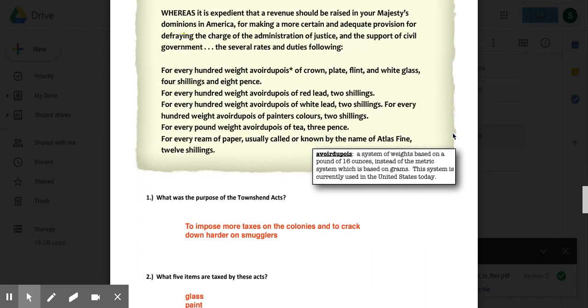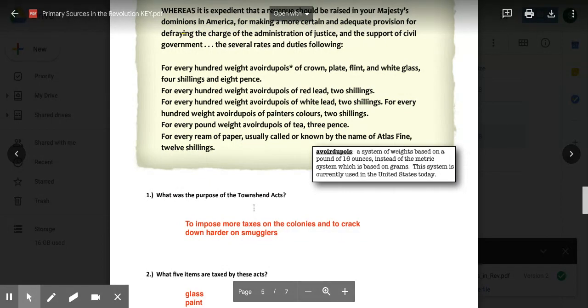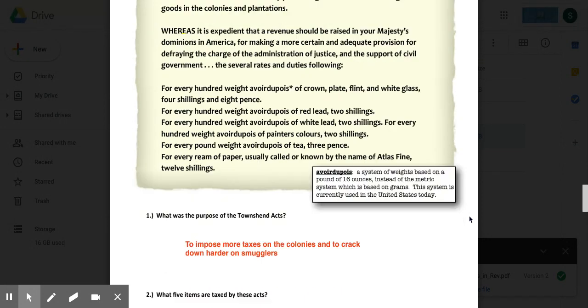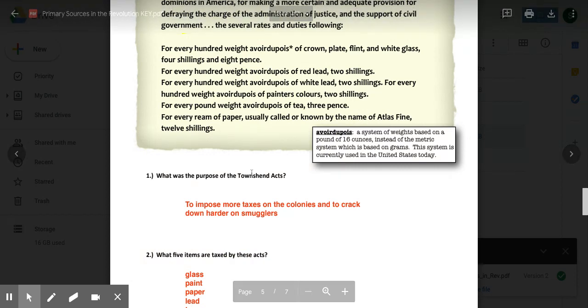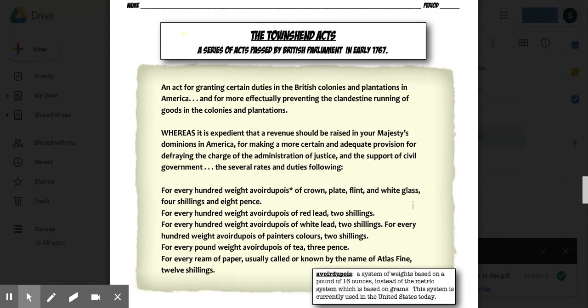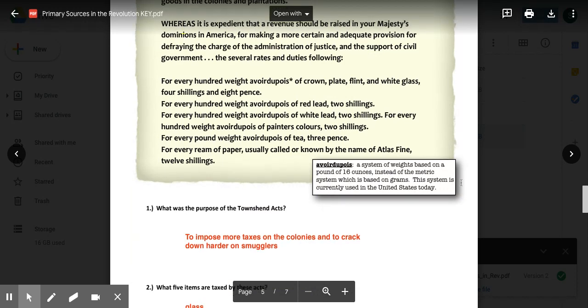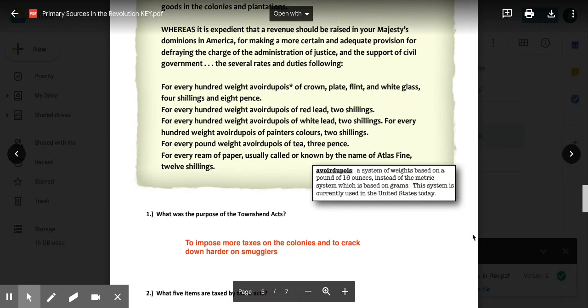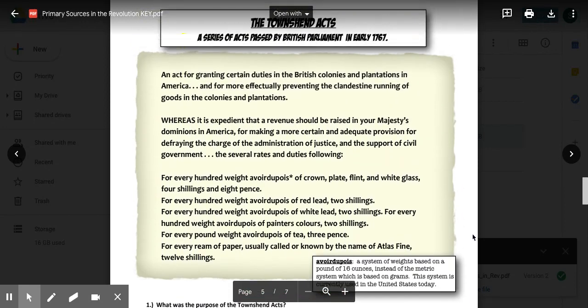Let's scroll down. The Townshend Acts. So it says here, question number 1, what was the purpose of the Townshend Acts? A lot of these, when they ask these questions, guys, where it says, what is the purpose of this law? What's the purpose of this tax? Let's take a look at the beginning of these primary sources. I'm sorry. So I've written here that the purpose was to impose more taxes on the colonies and to crack down harder on smugglers. Smugglers are people that bring in illegal goods. Today we associate the word a lot when we hear President Trump talk about smugglers. We associate the word with the opioid crisis, people smuggling in illegal drugs or anything like that.